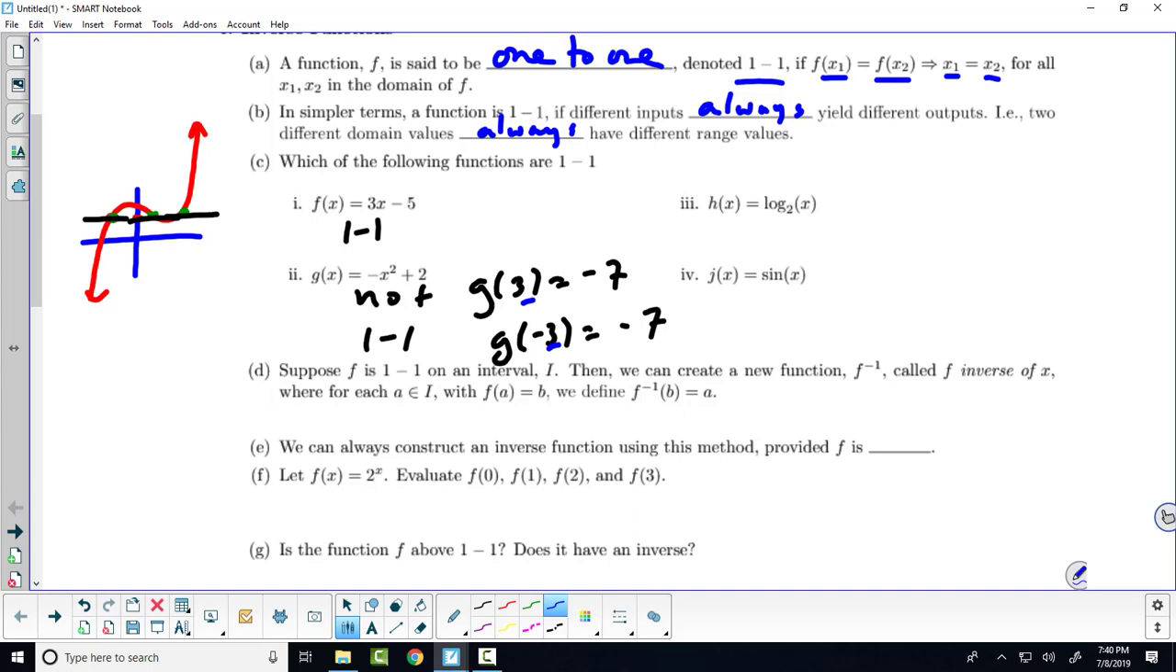The log functions are 1-to-1. We'll talk about them more in just a moment. And what about the sine function? No, the sine function is not 1-to-1. In fact, it's about as un-1-to-1 as you can get, because any range value corresponds to infinitely many different domain values. So it's not 1-to-1. That's particularly problematic for tonight's lecture, where we want to talk about the inverse trig function. Put that on the back burner.